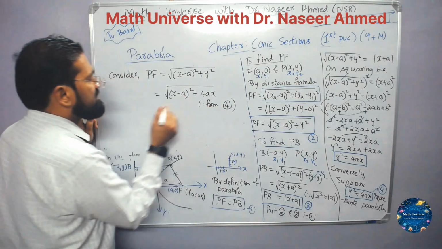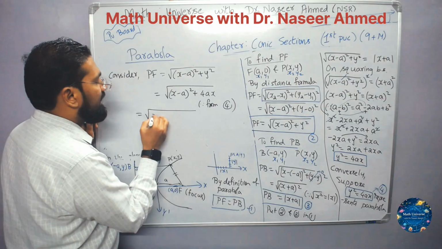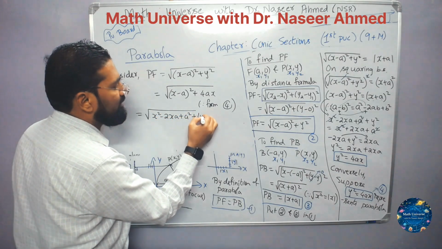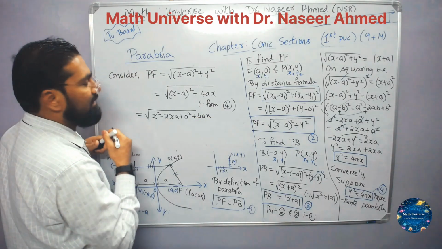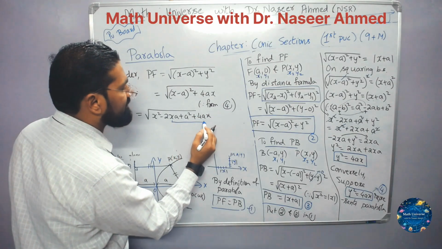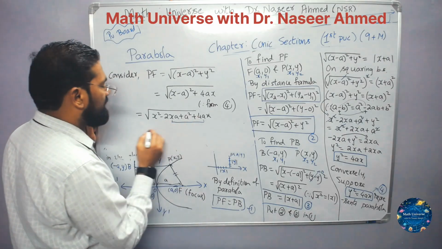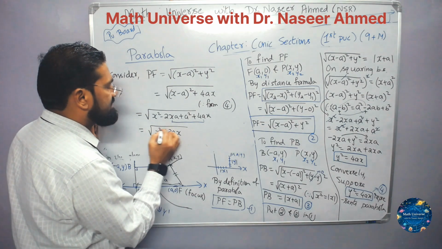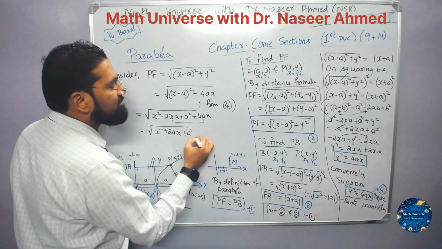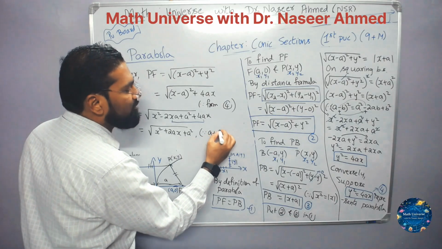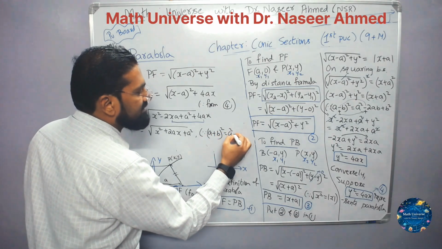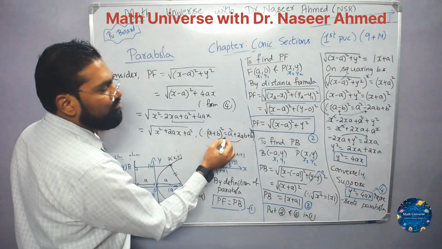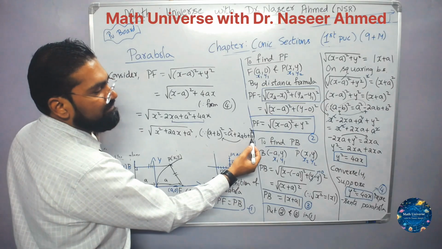Now expand this by using a minus b whole square. What will we get? Root of x square minus 2xa plus a square plus 4ax. Now see carefully. Can't we simplify? Minus 2xa and plus 4ax will be plus 2ax. And this x square as it is and this a square as it is. Observe now carefully. What is the a plus b whole square formula from school days? It is a square plus 2ab plus b square. Now I'm going right to left. A square plus 2ab plus b square is what? A plus b the whole square.